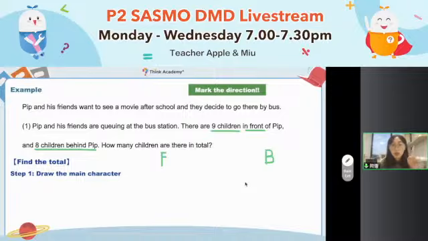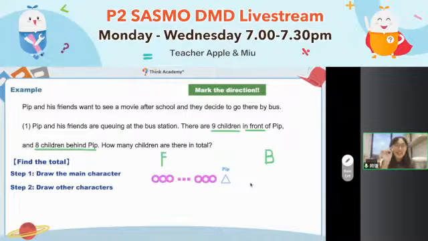You need to draw the main character, okay? Everyone, if you have the pencil, try to draw with Teacher Apple. Take out your pencil. Draw the main character. So who is the main character here? Is it Teacher Apple? No. Pip, okay, you just draw a triangle. And after that, we try to draw some other characters. How many characters are there? Actually, you don't need to draw all of them. You can just draw a circle, and then dot, dot, dot, to refer to the rest. Some people are in front of Pip, some people are behind Pip. So here, we just divide them into 2 parts.